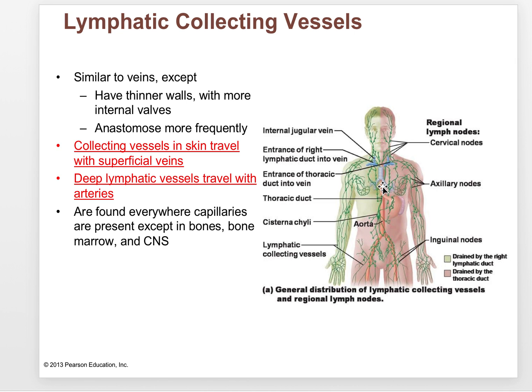There are lymphatic collecting vessels. These are vessels that collect the lymph and bring it up to the venous circulation. They're similar to veins, except they have thinner walls and more internal valves. The collecting vessels in the skin travel near the superficial veins, but the deep lymphatic vessels travel near arteries. They're found wherever capillaries are present, except in bones, bone marrow, and the central nervous system. Pretty much everywhere else there are lymphatic vessels.